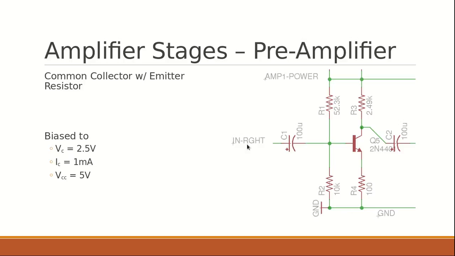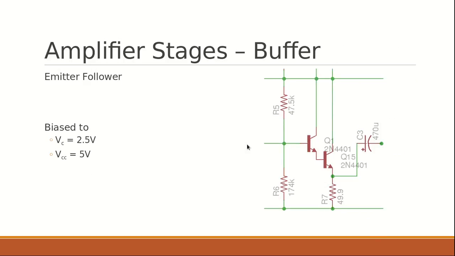The buffer stage is needed because if the output stage were connected directly to the preamplifier, it would draw too much current and drop the voltage, which would distort the signal a lot. So the buffer stage buffers the voltage and gives enough current draw so that it doesn't drop the voltage. So this is an emitter follower, also biased to 2.5 volts at the output on the emitter, and that's assuming 5 volts again.